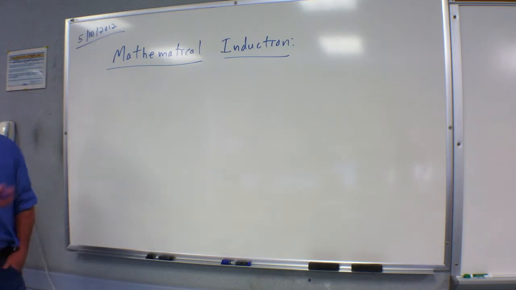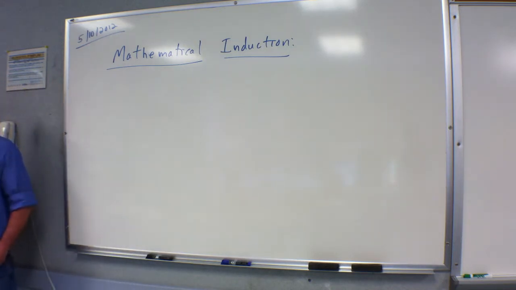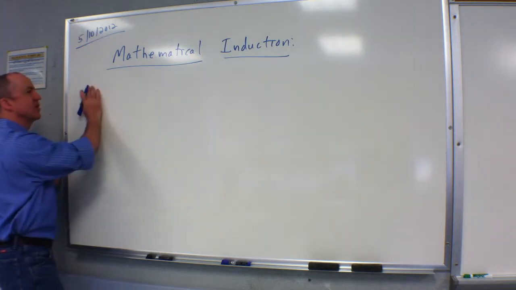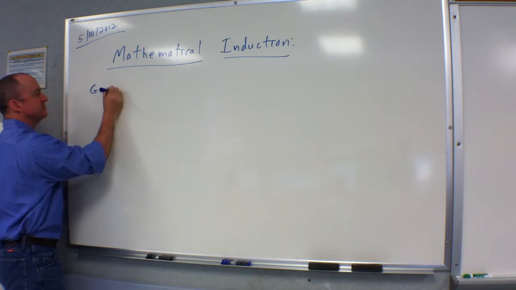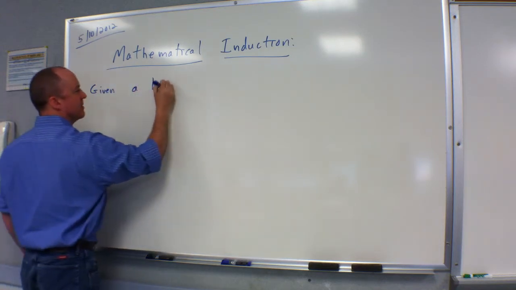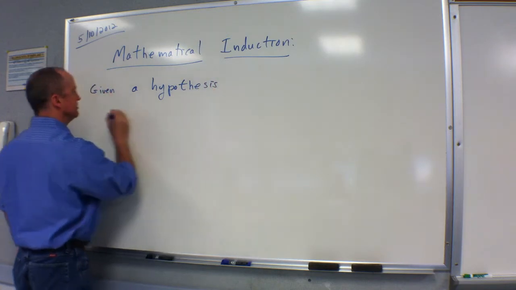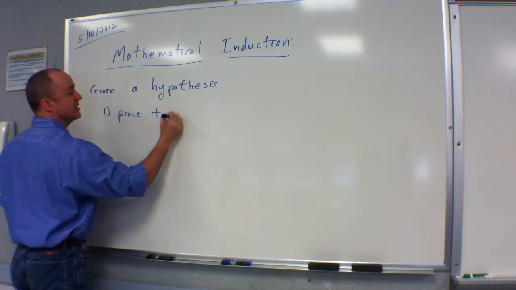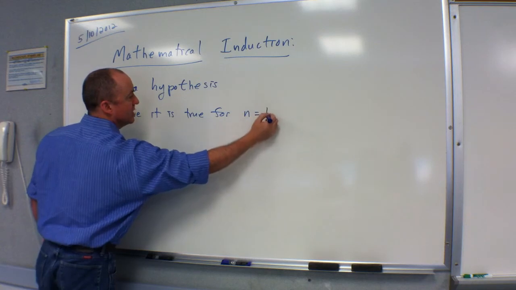So mathematical induction is about proving things are always true out to infinity, and it rests on a couple of assumptions. There's really a two-step process. Well, I'm going to call it a three-step process here. You can describe it a couple of different ways, but given a hypothesis, and your hypothesis will be a mathematical statement. 1. Prove it is true for n equals 1.